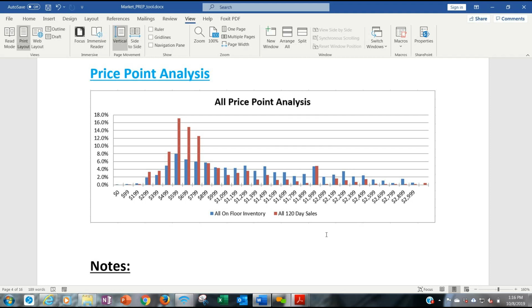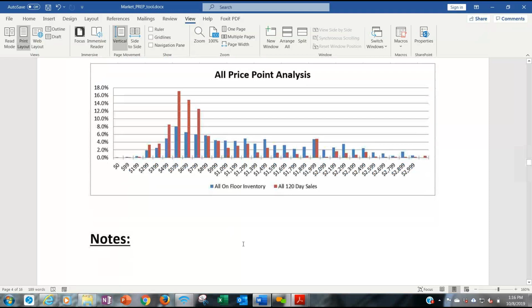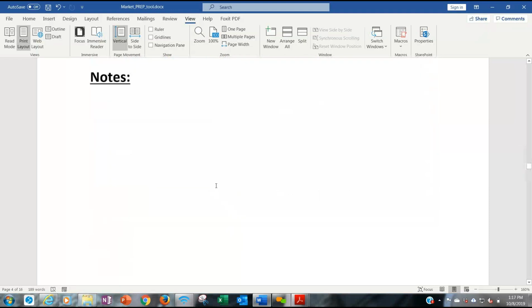So the point with having this information is maybe understanding what vendors are at those price points, and possibly looking at another vendor, or an existing vendor that you already work with, that maybe has a new product that you could retail at that price point. So that's the point in including this type of view within this market prep tool. Okay. And then we have additional notes here.